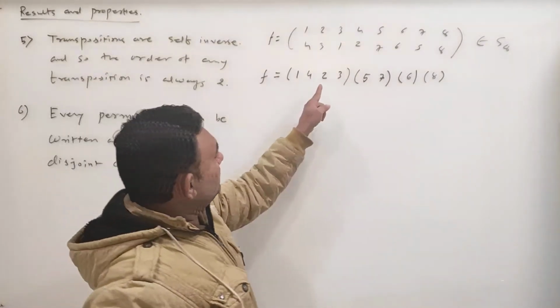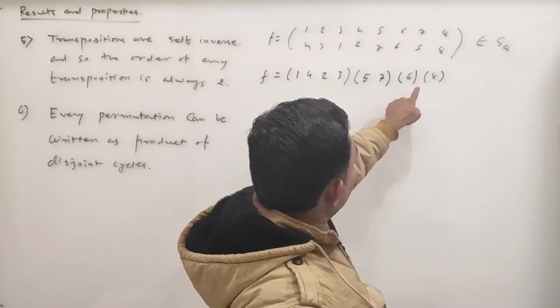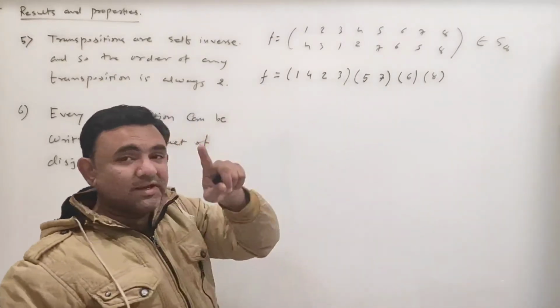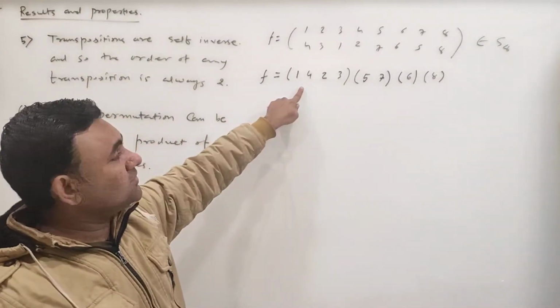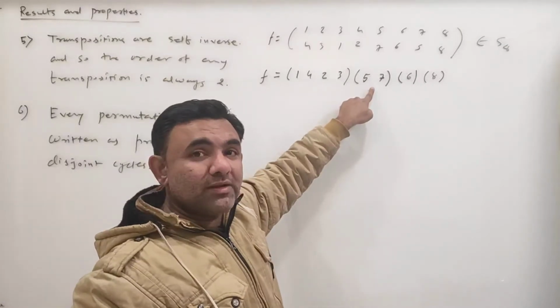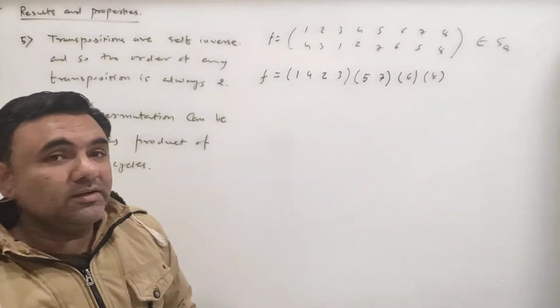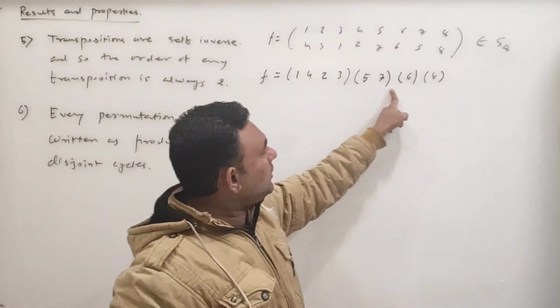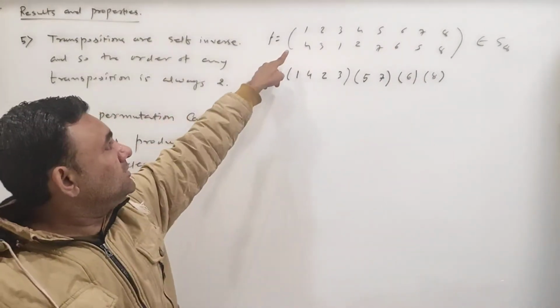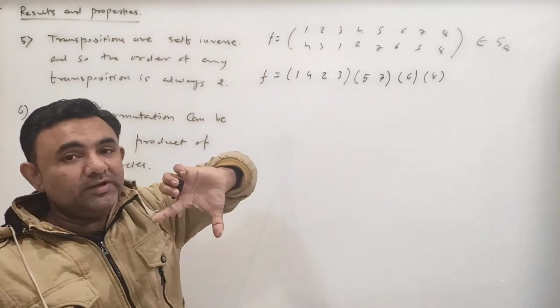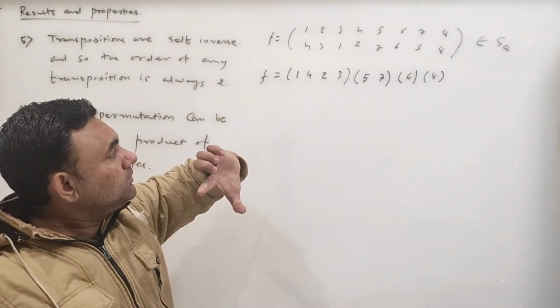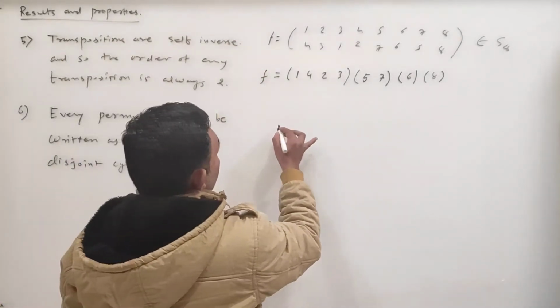So product of this 1, 2, 3 and 4. So these 4 are cycles. First one is a 4 cycle, second is a 2 cycle, third one is a 1 cycle, and fourth one is a 1 cycle. So if you find out the product of these 4 cycles, then you will get this one and you can verify it, right? So how can we verify it?